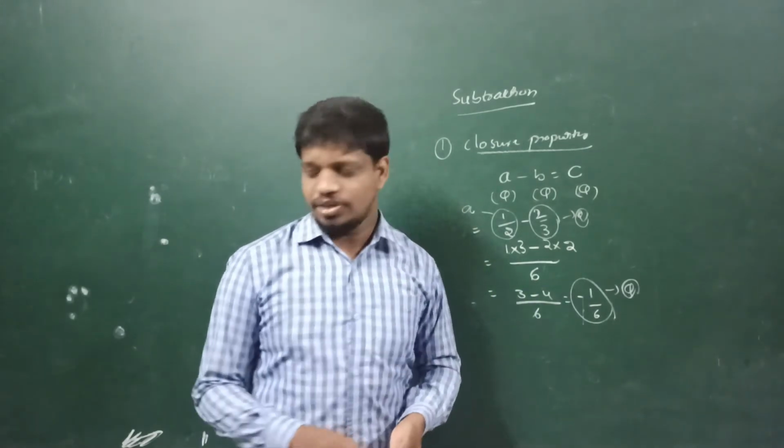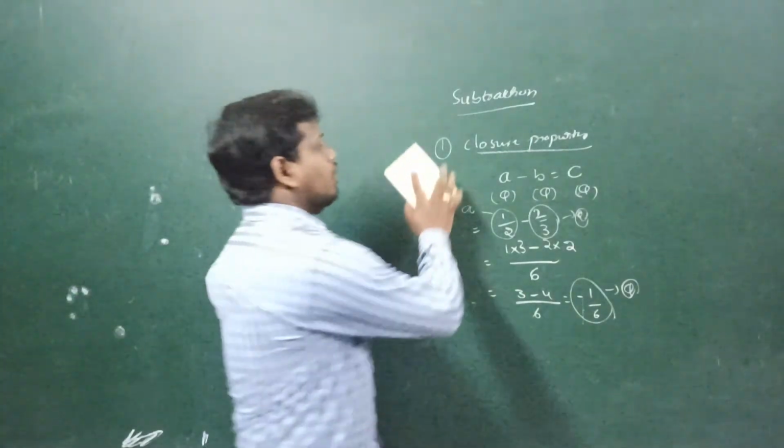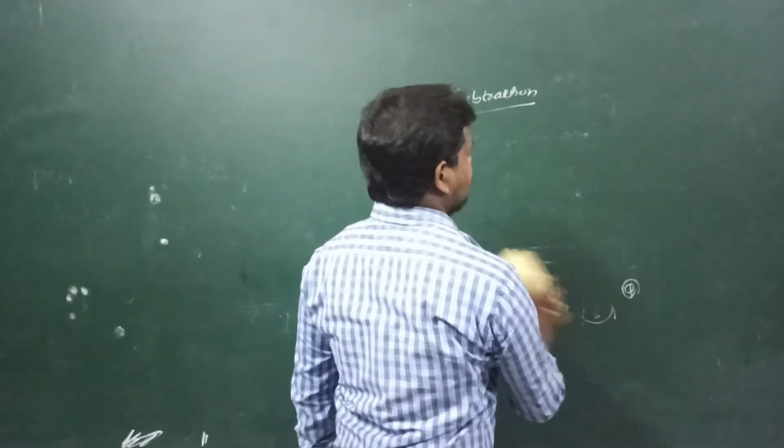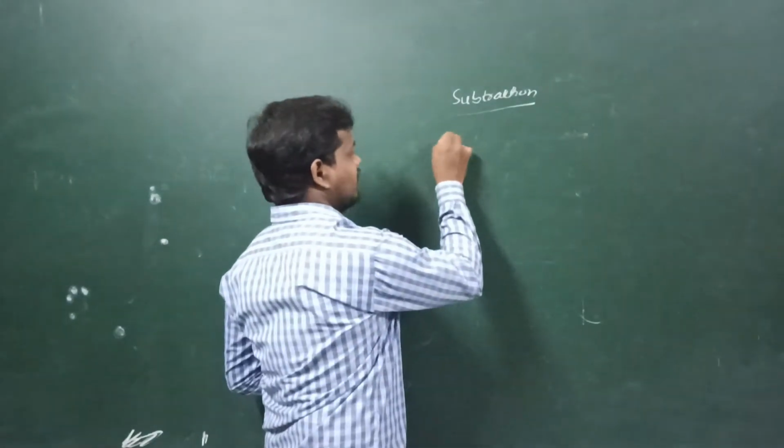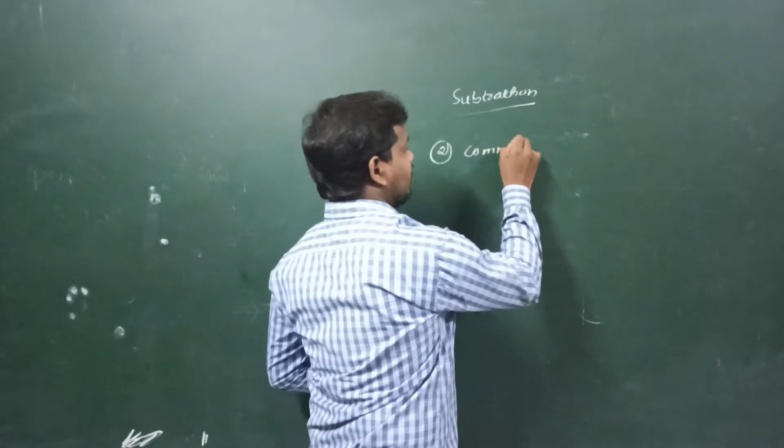Okay children, so the next property under subtraction is the commutative property. What is that, children? Commutative property.